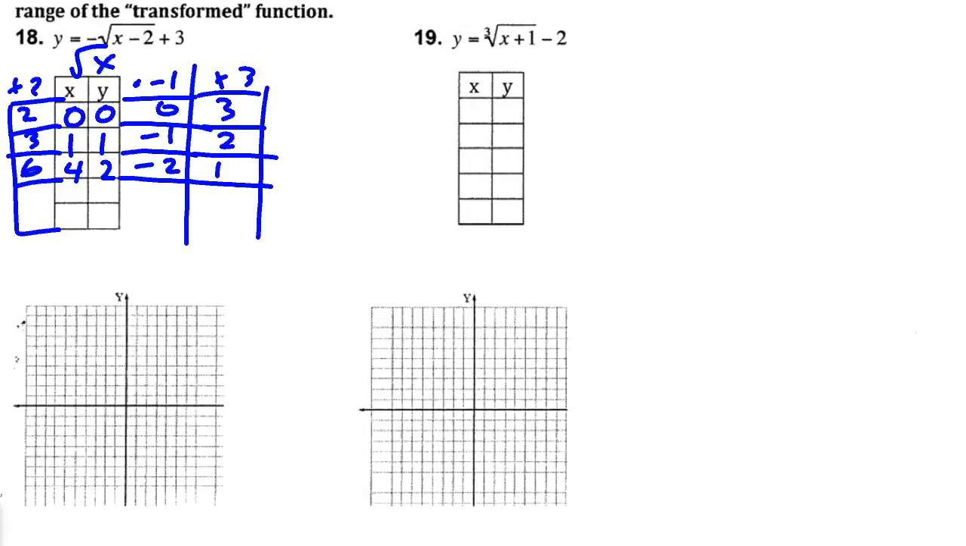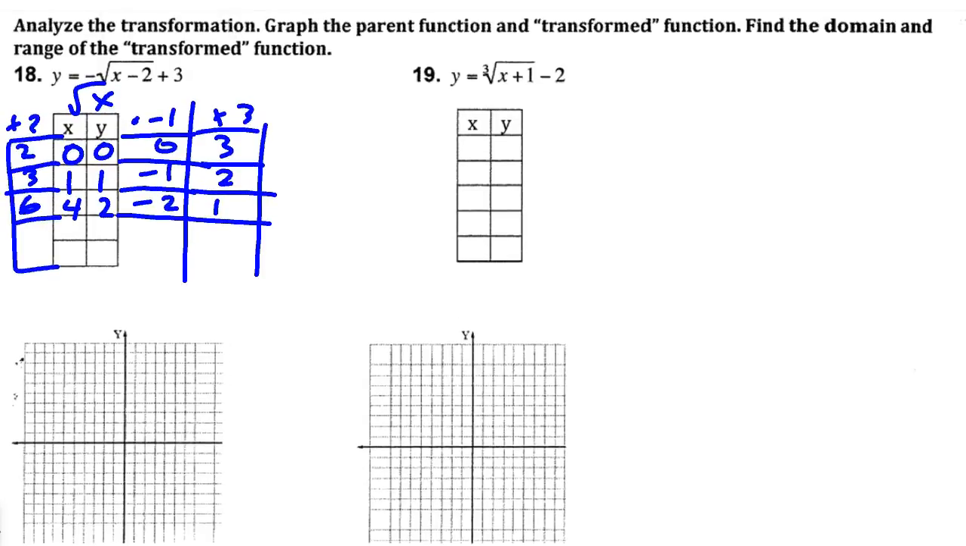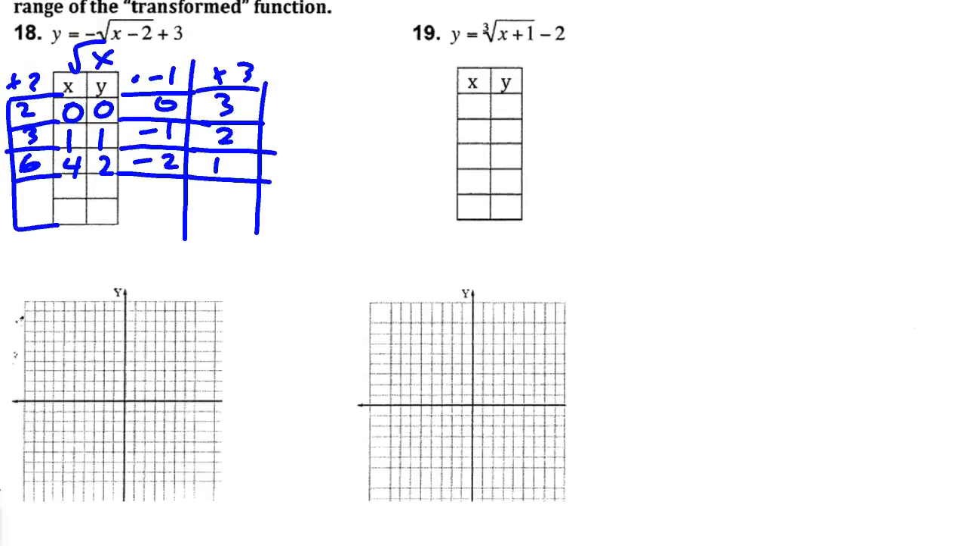So the points I have to graph are (2, 3), (3, 2), and (6, 1). This first point is my starting point. It said to graph the parent function up there. The parent function would look like this: (0, 0), (1, 1), and then (4, 2). Okay, this is the parent function.